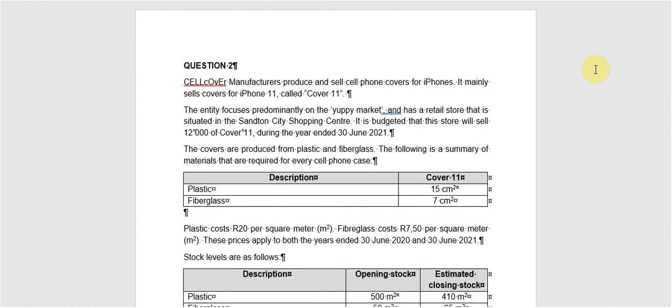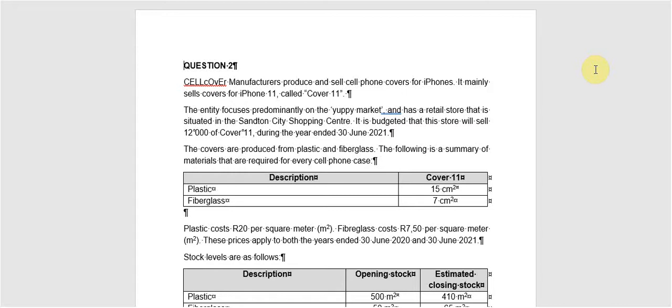Let's read together. Cell cover manufacturers produce and sell cell phone covers for iPhones. It mainly sells covers for an iPhone 11 called Cover 11. The entity focuses predominantly on the yuppie market and has a retail store situated in Sandton City Shopping Centre. It is budgeted that this store will sell 12,000 of Cover 11 during the year ended 30 June 2021. The covers are produced from plastic and fiberglass.